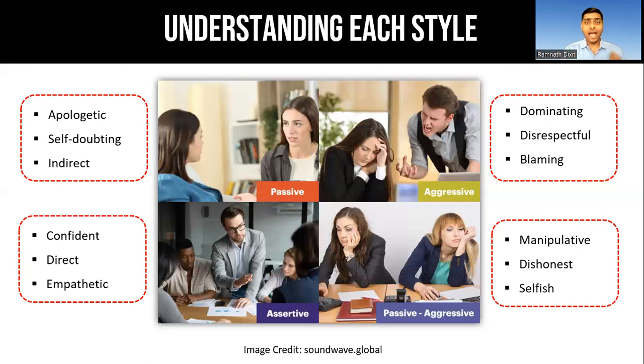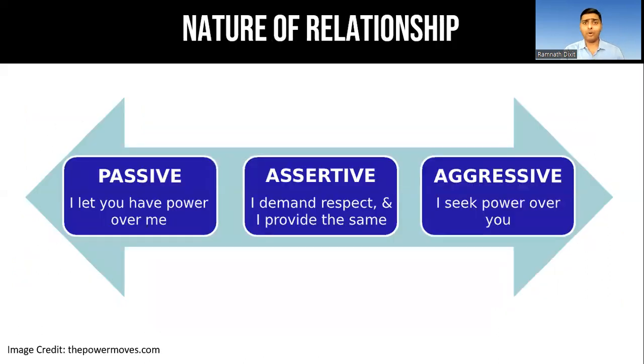Let's understand how we become more assertive in our intent. Now, this is an important diagrammatic representation to look at. It doesn't have passive aggressive because anyhow that's a completely wrong style to adopt. But if you look at passive and aggressive, they are poles apart, right? Passive says, I let you have power over me, so whatever you tell me, I'll accept that. On the other hand, aggressive says, I seek power over you, so what I say, it's my way or the highway, right? Now, in between the two, that's where assertive communication comes in.